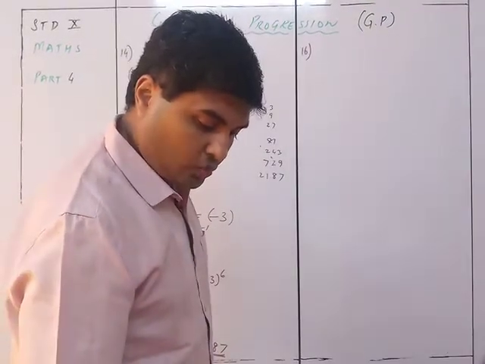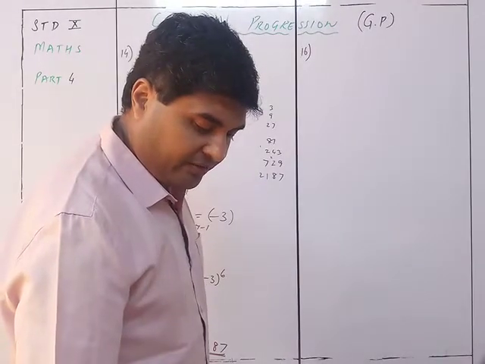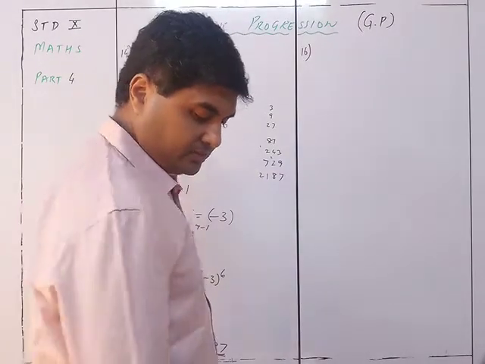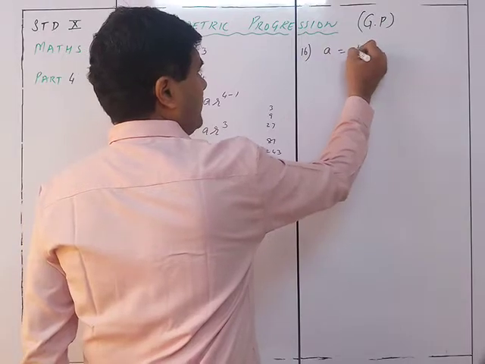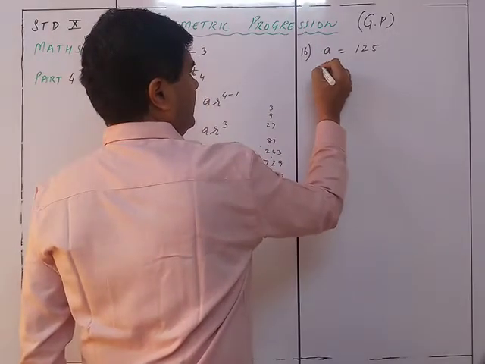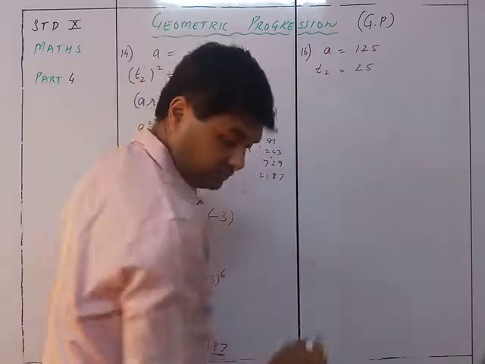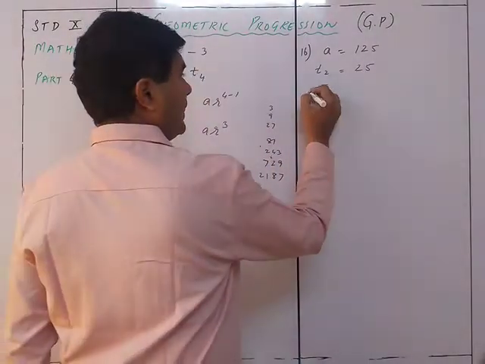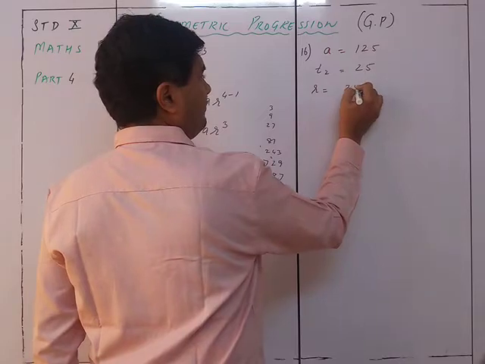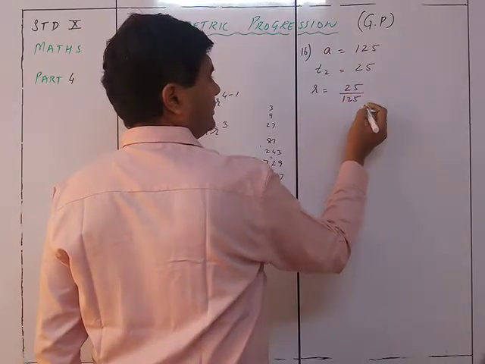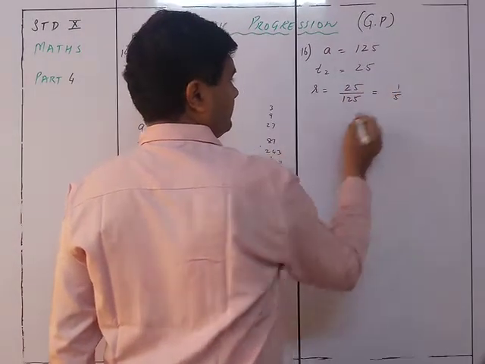The first two terms of a GP are 125 and 25 respectively. Find the fifth and the sixth term. So A is equal to 125 and T2 is equal to 25. So we have r is equal to 25 upon 125, so r is equal to 1 upon 5.